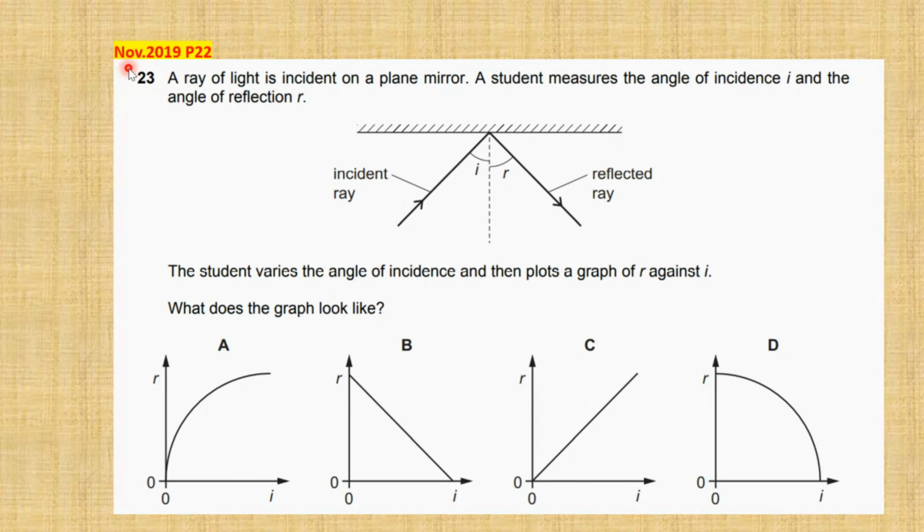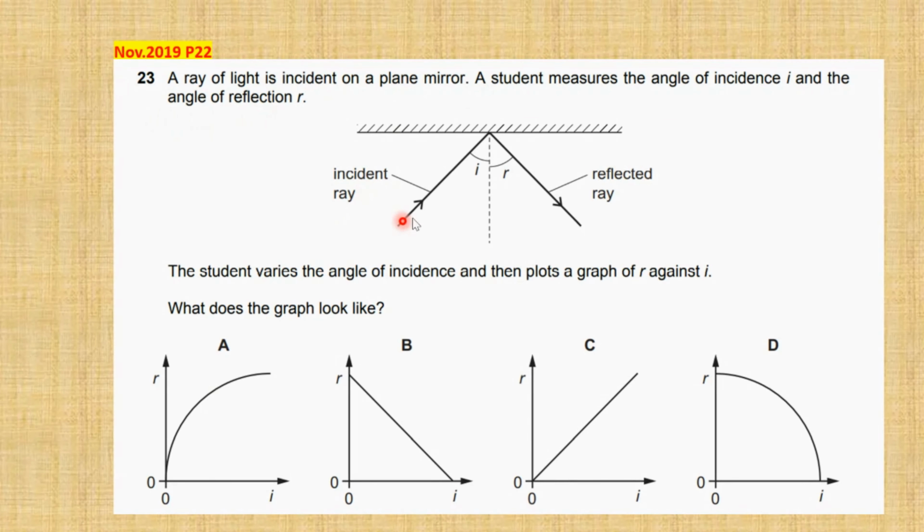Today we have November 2019, paper 22, question 23. A ray of light is incident on a plane mirror. A student measures the angle of incidence I and the angle of reflection R.